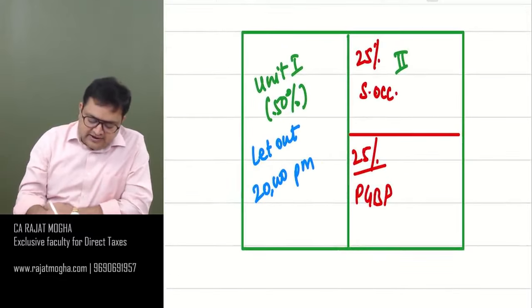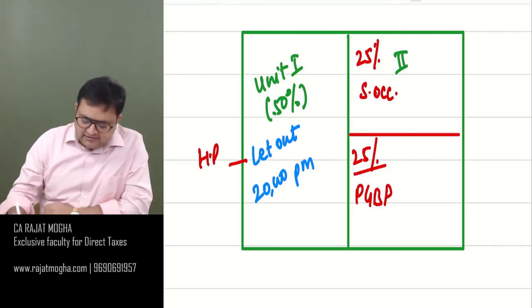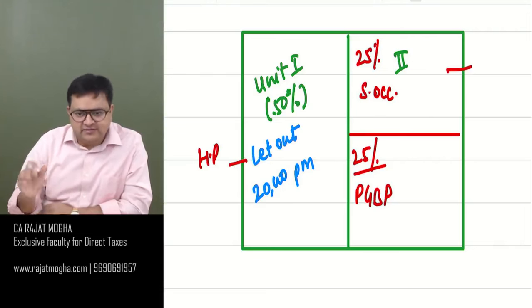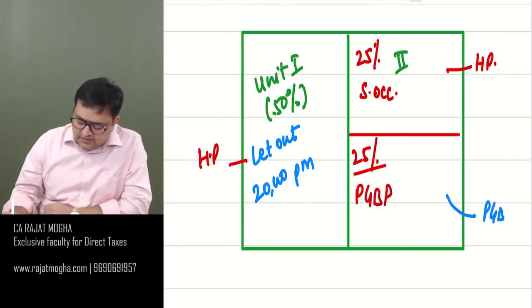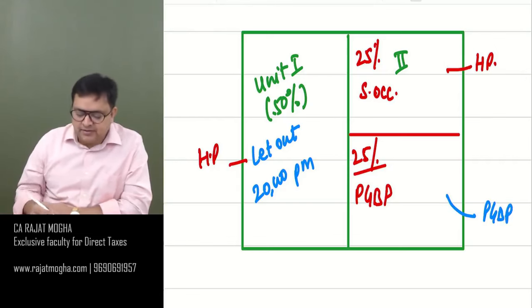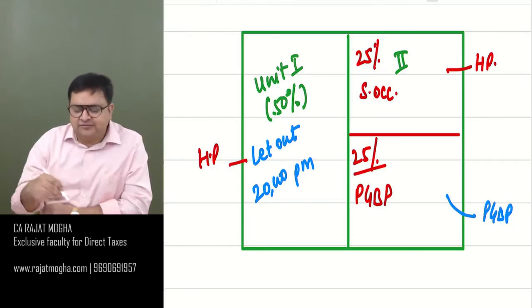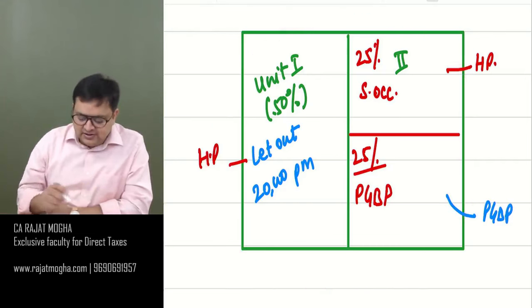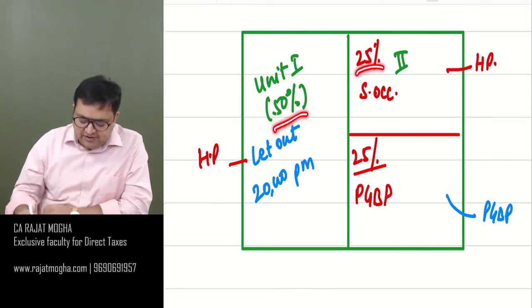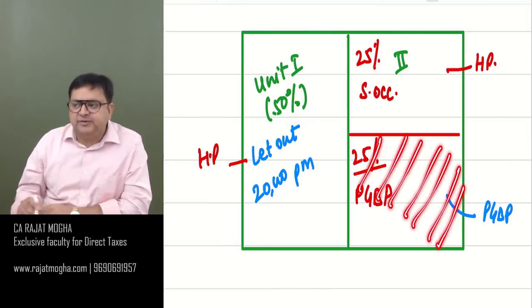Guys, let out property, you all know, belongs to house property. Self-occupied property also goes in house property. And this will go in PGBP. So any expense for the entire house, can I say 50, 25, 25? 25% of this is PGBP expense.